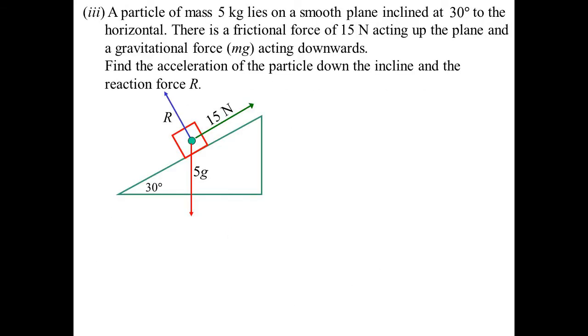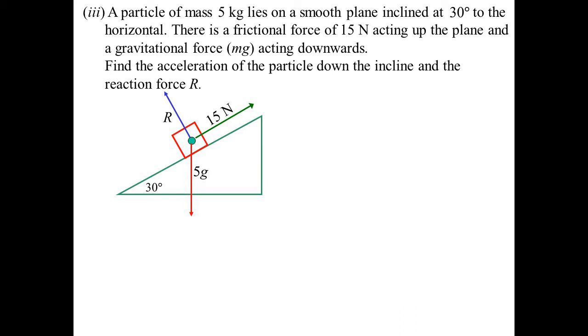So let's go to this problem then. We have a mass of 5 kilograms on this lovely inclined plane. They love inclined planes. And it's 30 degrees it's inclined at. We have a frictional force of 15 newtons, and we're told it's acting up the plane. Just out of interest, why would it be acting up the plane rather than down the plane?